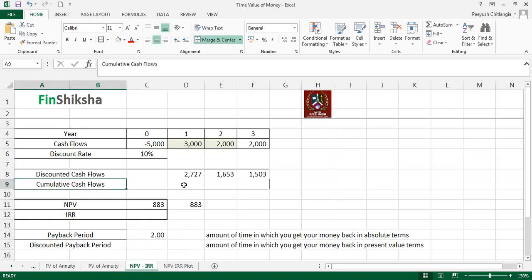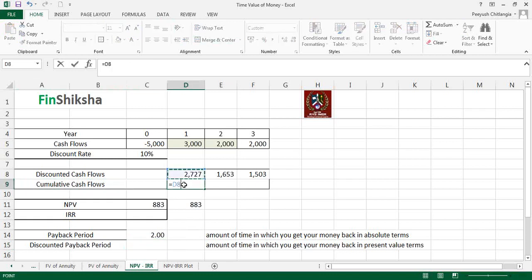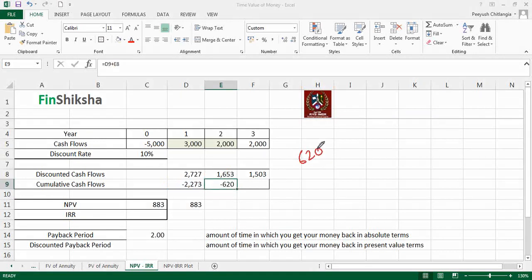So for that, we'll need the cumulative cash flows to be seen. So let's say cumulative cash flows, we started with minus 5,000 and you add 2,727 to that. So you're still outstanding with negative 2,273. To this, you add the present value of the second year, you're still outstanding 620. Now, you want 620 more, and in the third year, you're getting 1503. So effectively, 620 divided by 1503, assuming the cash flows are uniform during the year, in the third year is what is going to be added.